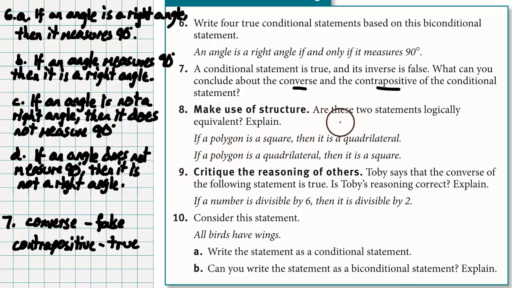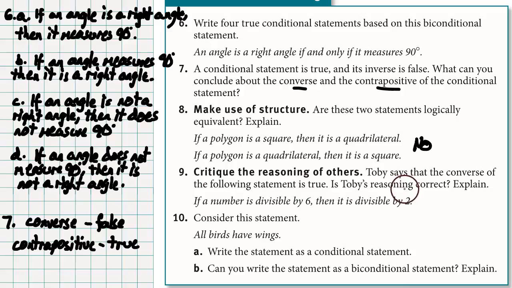Number 8, are these 2 statements logically equivalent and explain? If a polygon is a square, then it is a quadrilateral. This means it's a 4-sided shape. So this is a true sentence. If a polygon is a quadrilateral, then it is a square. These are not logically equivalent because in the second case we can have other 4-sided shapes that are not squares.